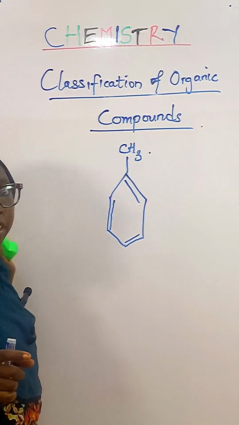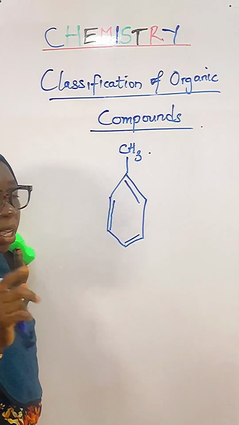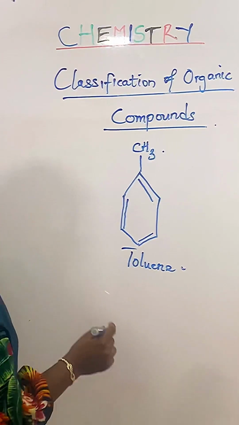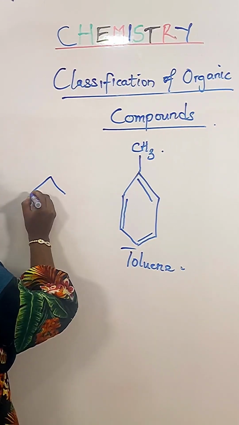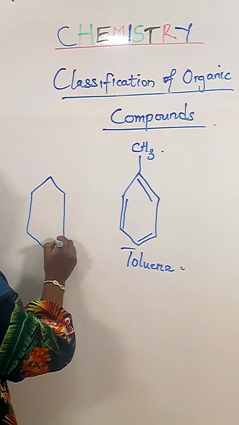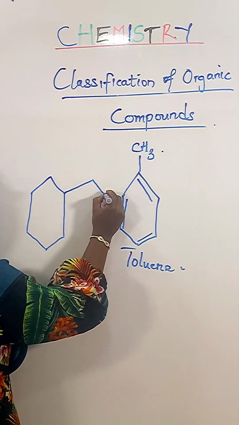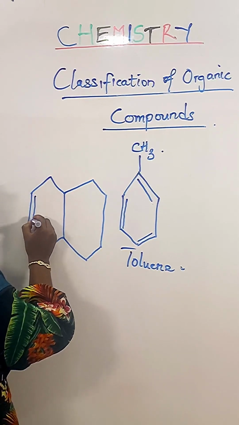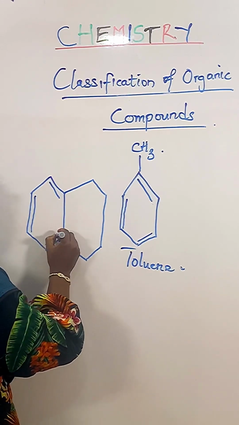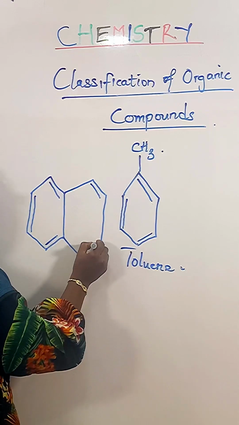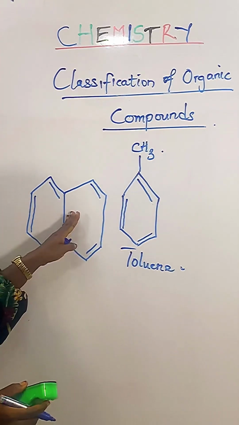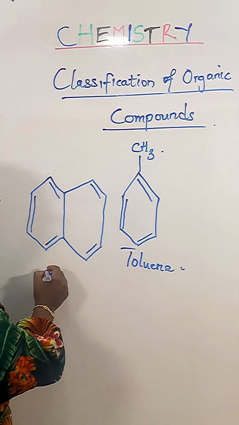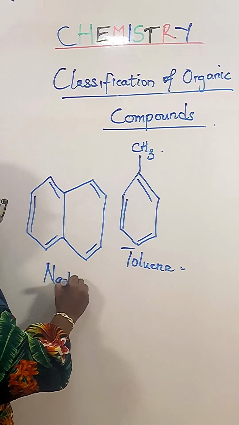Then, let me give you an example of a compound that contains two rings. That compound is what we call naphthalene. Naphthalene is like this. It has one ring like this, and another ring is also joined to that ring to make it two. Then we have it like this, like this, like this, like this, and like this. So this is an example of another aromatic compound, which is called naphthalene.